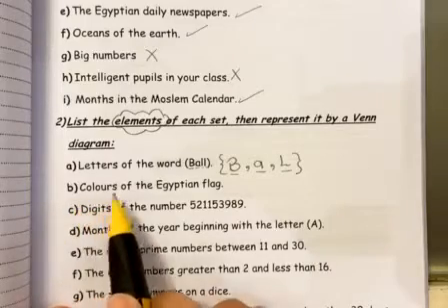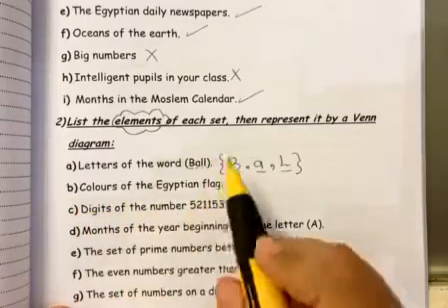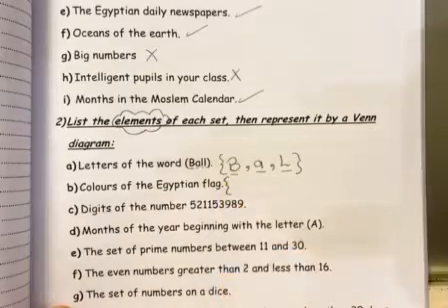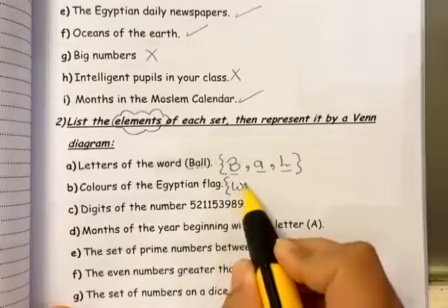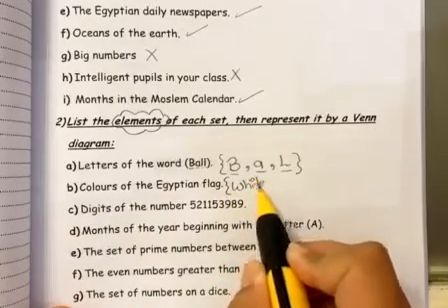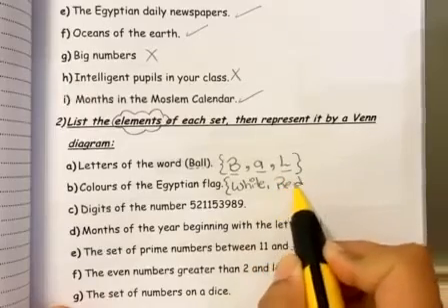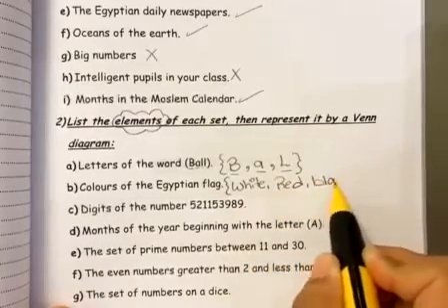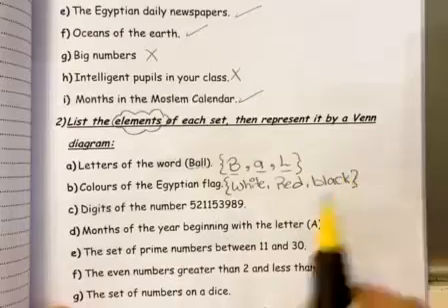Number B, the colors of the Egyptian flag. What are the colors of the Egyptian flag? I have white, I have red, and black. And then close my bracket.